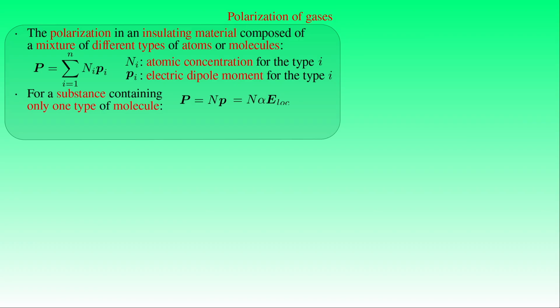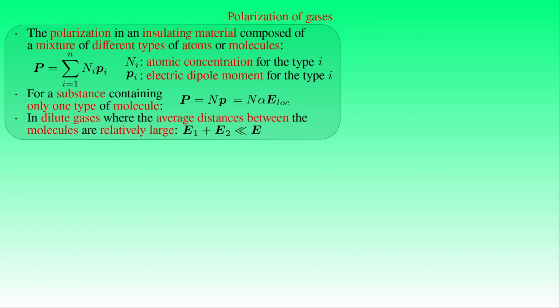The equations of polarization expressed in terms of molecular concentration are very convenient in the study of the polarization of gases, since they help us to determine the relationship between the electric susceptibility or the dielectric constant and the molecular polarizability for gases. Because the average distances between the molecules are relatively large in dilute gases, the difference between the local and macroscopic field strengths given by the superposition of the internal electric fields E1 and E2 can be neglected for both polar and nonpolar gases. Hence, the macroscopic electric field E is a good approximation for the local electric field E loc, and we will use this approximation for both polar and nonpolar gases at low pressure.